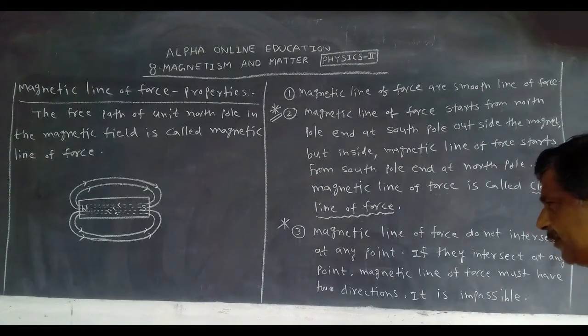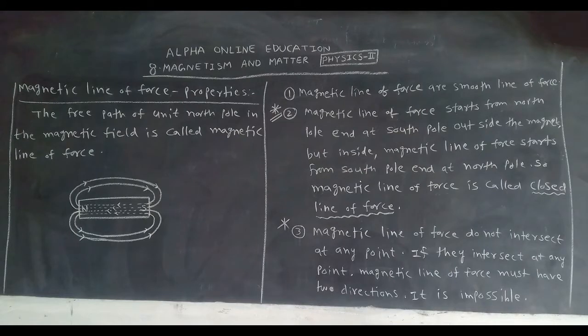And the third property: you see the magnetic lines, are they touching anywhere? No. Touching means intersection. Magnetic lines of force do not intersect at any point. If they intersect at any point, the magnetic line of force must have 2 directions. It is impossible. Magnetic lines of force do not intersect.